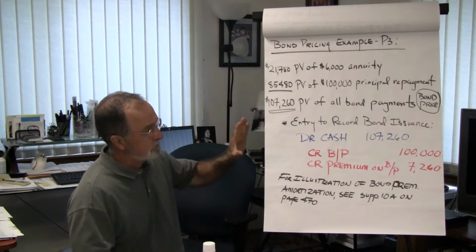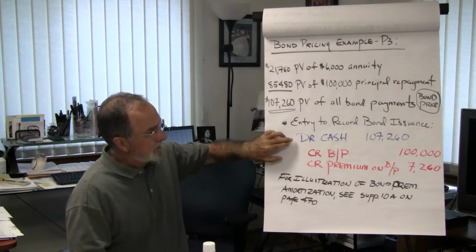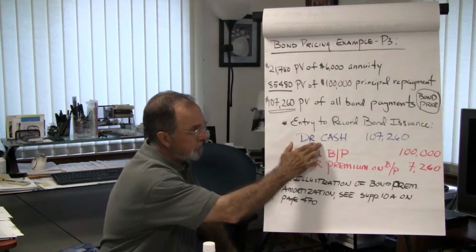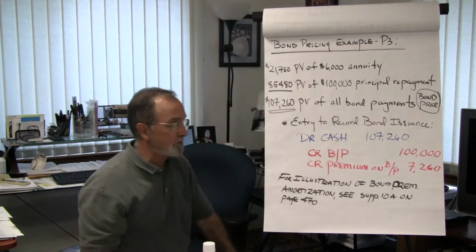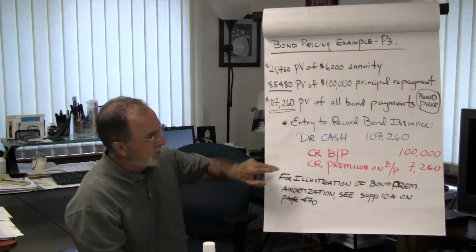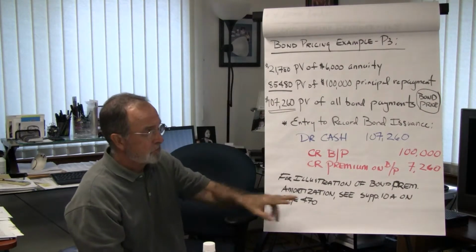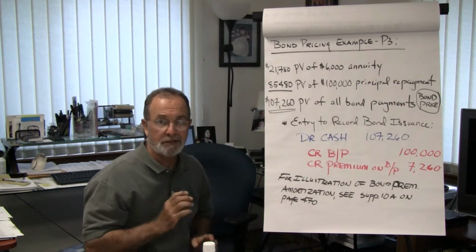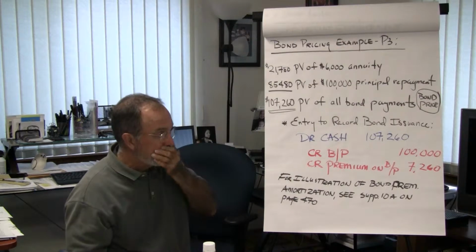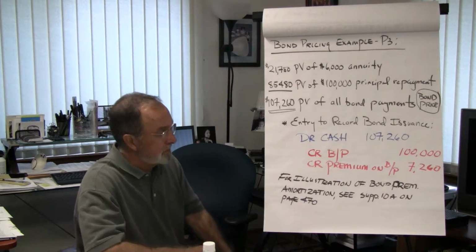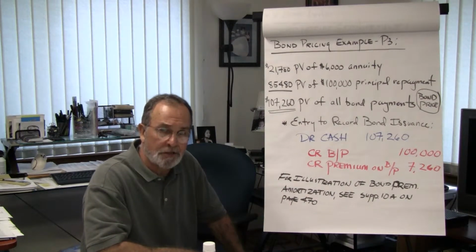Well, I think the first thing we need to do is show the entry to record our bond issue. The entry would include a debit to cash. We would increase cash for the price of the bonds, $107,260, the amount we will receive in cash. Our main bond liability, bonds payable, is credited for $100,000 because that's the amount that we will ultimately have to repay at the end of 4 years. And our balancing account is premium on bonds payable for $7,260.